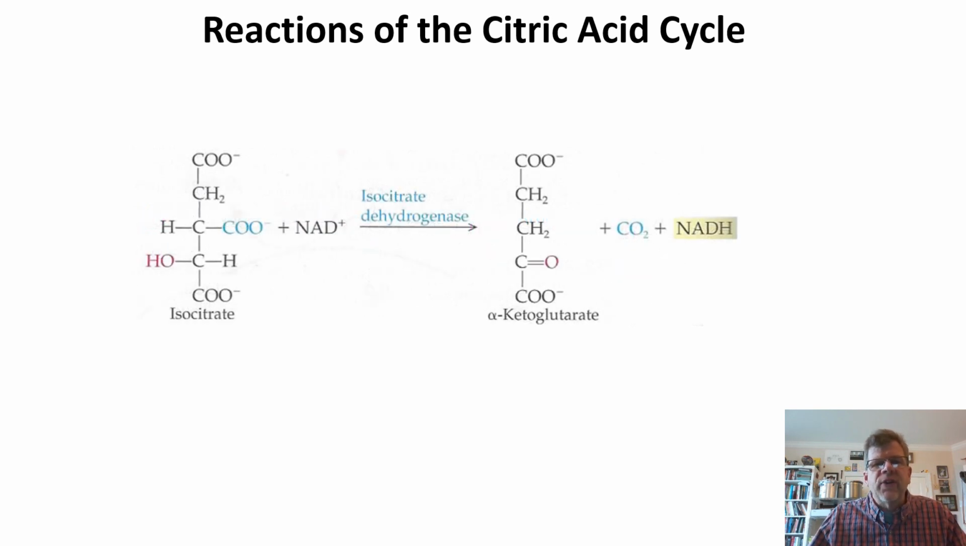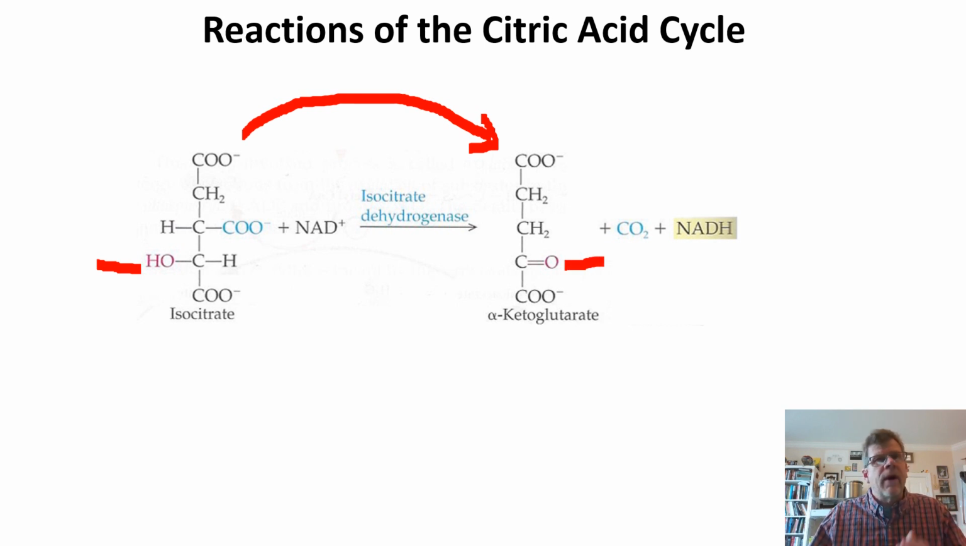Next one, isocitrate, then becomes alpha-ketoglutarate. Let's look carefully at what type of reaction we see going on here. Ultimately, this is an oxidation. This alcohol over here on the left becomes this carbonyl over here on the right. Now, this is the basis of catabolism, carbon consistently being taken to a higher oxidation state.